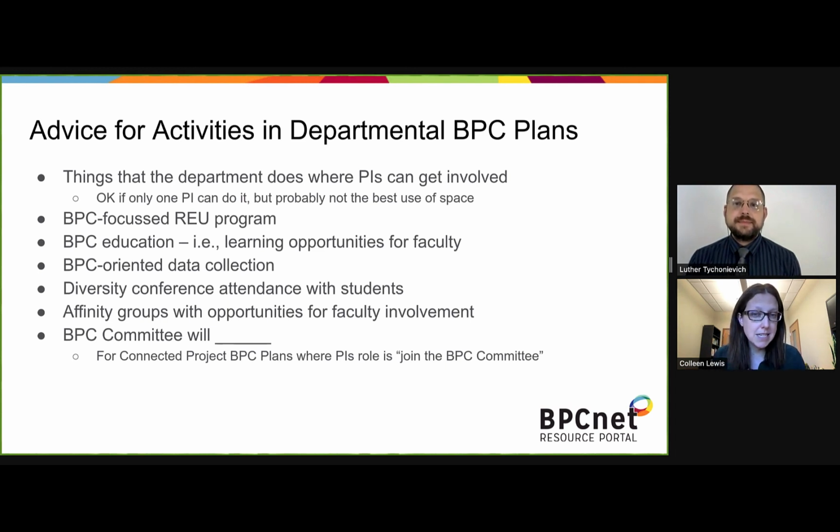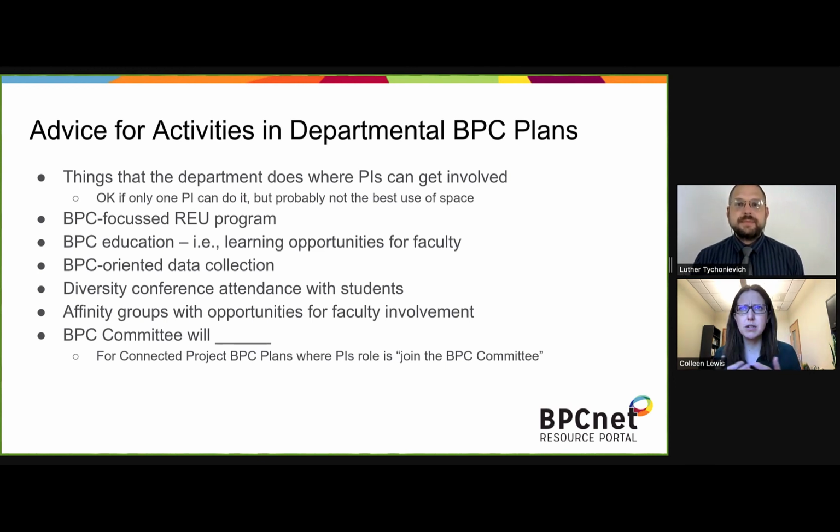Diversity conference attendance with students. There are many diversity-focused conferences that also align with the NSF definition of broadening participation in computing, and it can be an awesome activity for faculty regardless of their demographics, regardless of whether they fall into one of the groups underrepresented in computing, to join a group of students and potentially other faculty to attend one of these diversity-focused conferences. In that, they can help mentor the students to try and understand how to get the most out of that experience.